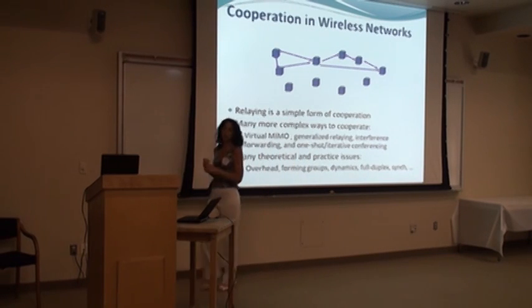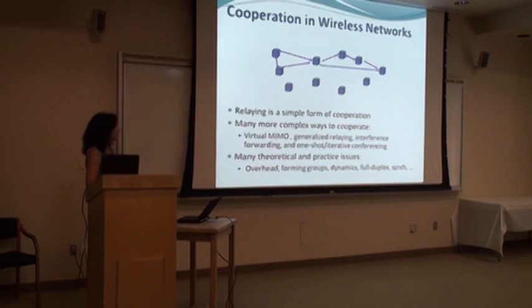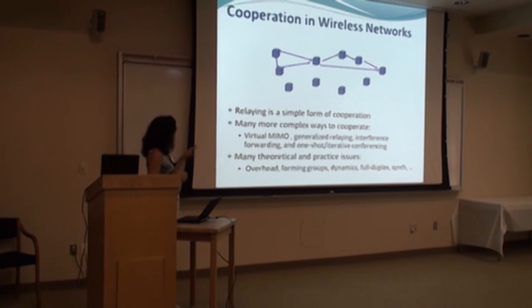Many of these results assume full duplex relays. There has actually been some nice research recently on full duplex, but most practical systems are half duplex. Most of these results also assume all the nodes are synchronized, and often they don't have GPS and so forth. So there is still a lot of interesting open research in cooperation in wireless networks.